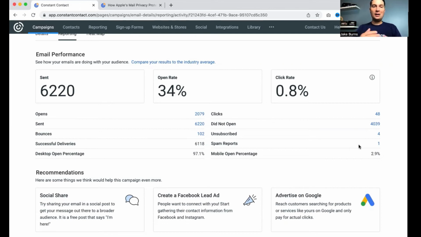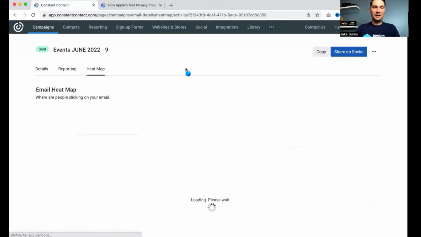So when I look at results, the most important thing I look at these days, and this is June 2022, in case you're looking at this in a couple of months or six months or a year, the number one and most important thing is clicks. So analyze your clicks. How many people clicked in the email? What types of clicks do you have? And then after you've done that, go to the heat map in Constant Contact.